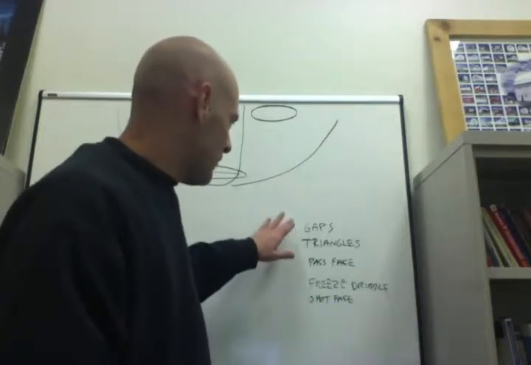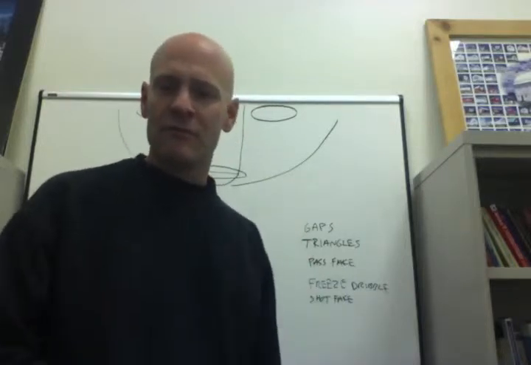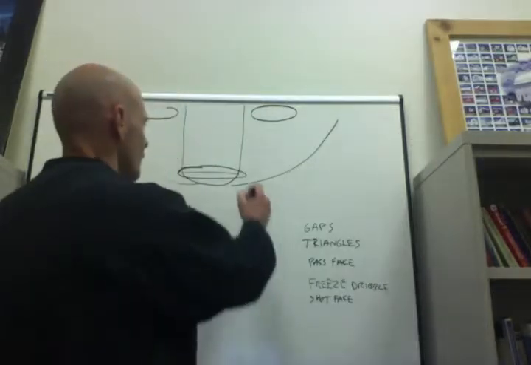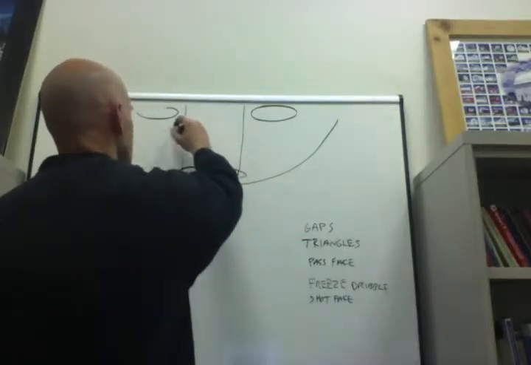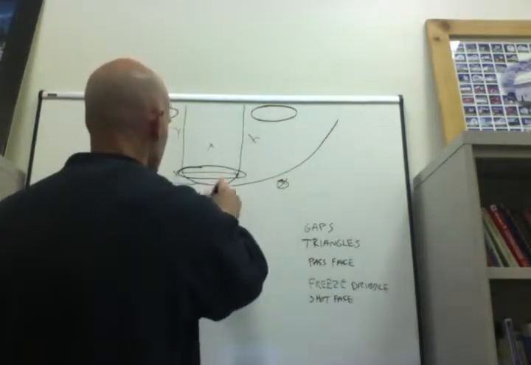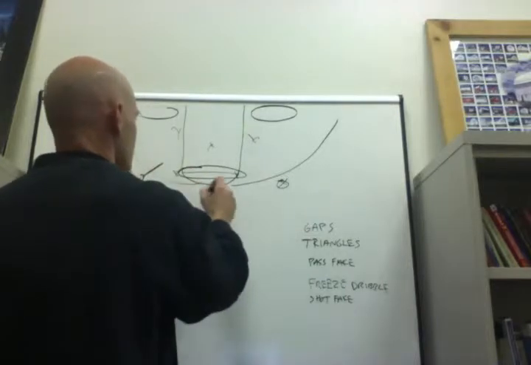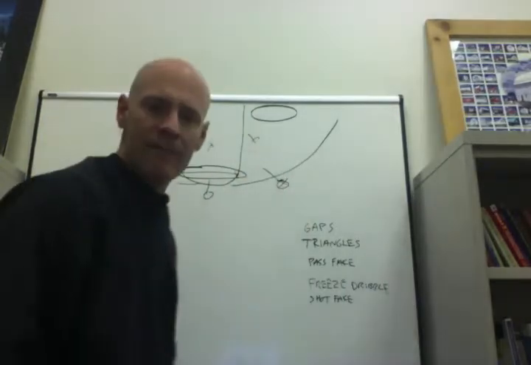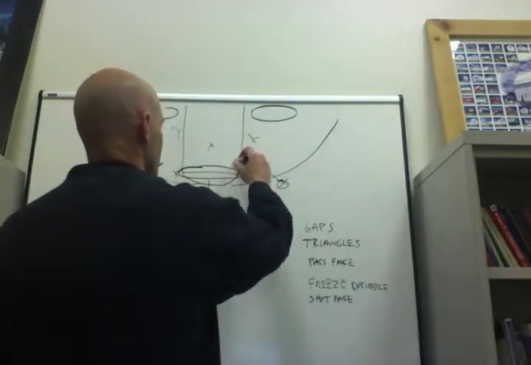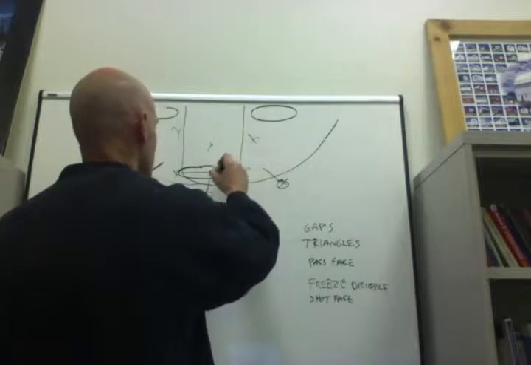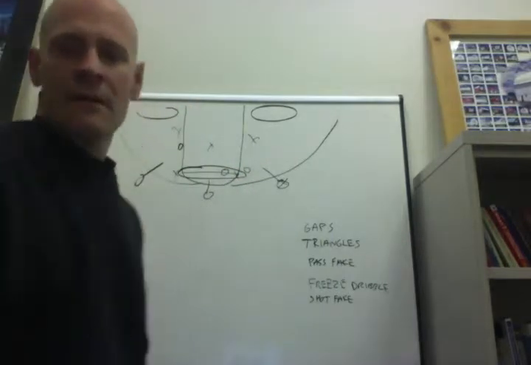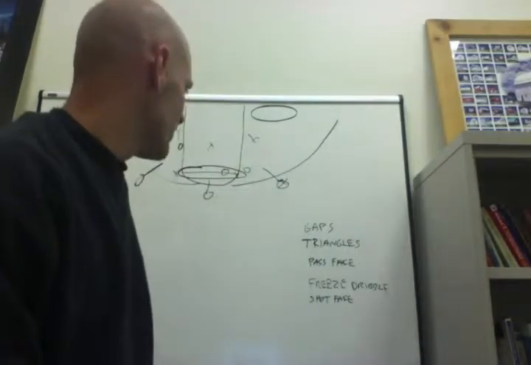Concept of gaps. We want our players positioned as much as they can between defensive players. So for example, if the defense is in a 2-3 zone, we position our perimeter players in a way that they're in the gaps. And we do that with our post players too. So our post players may go here, they may go here, they may be here, they may be here. But we're trying to fill gaps as much as we can.